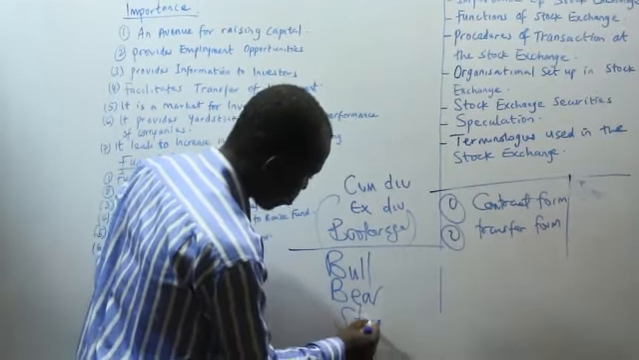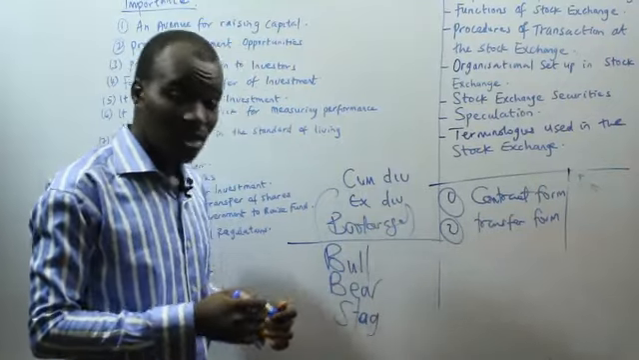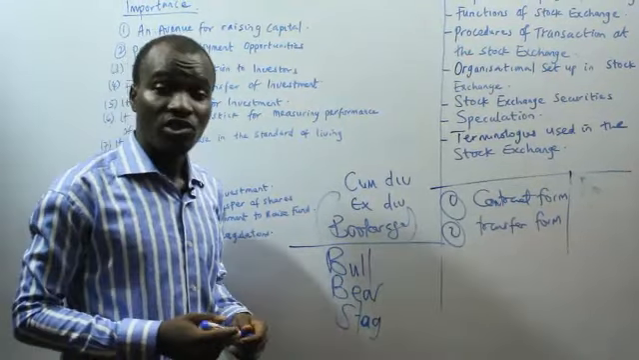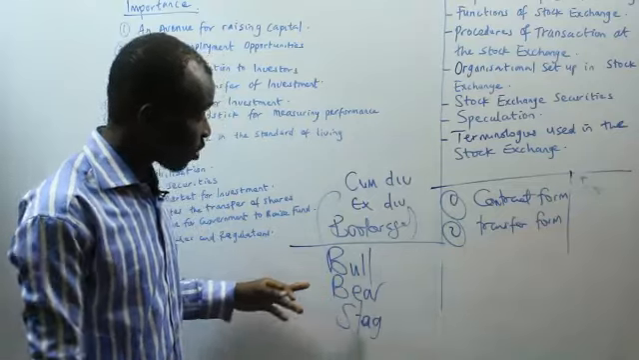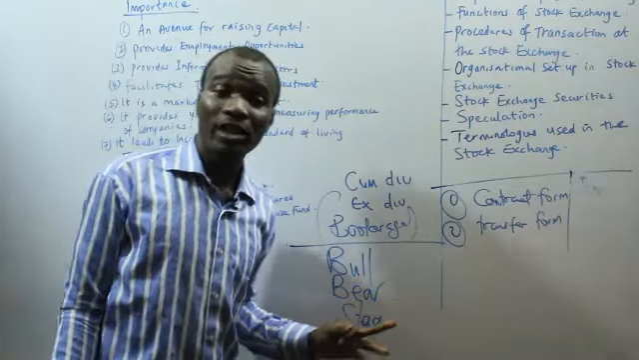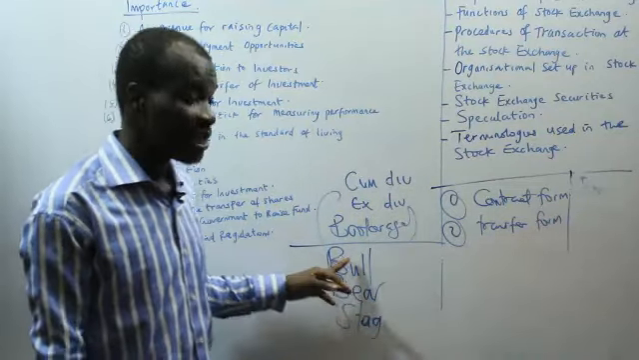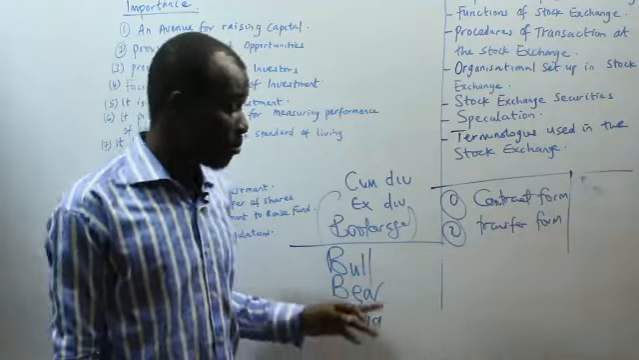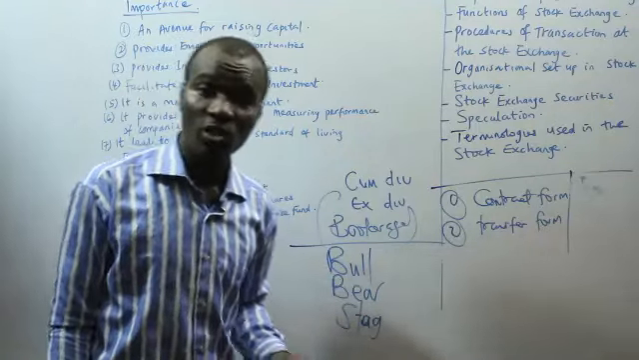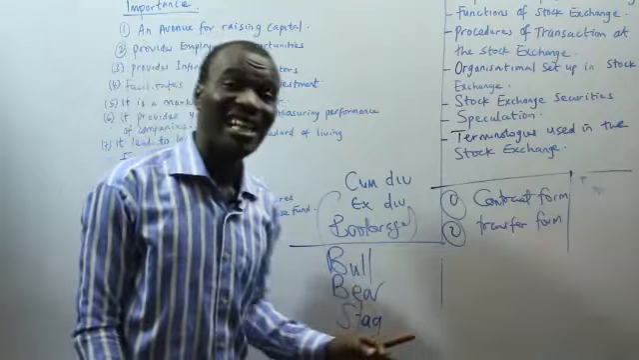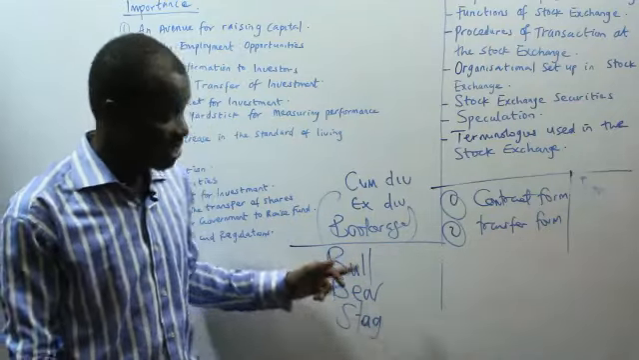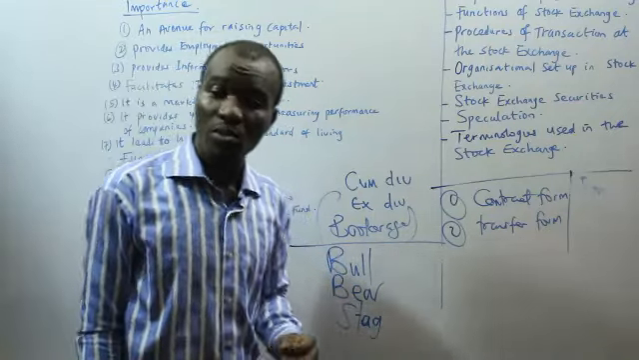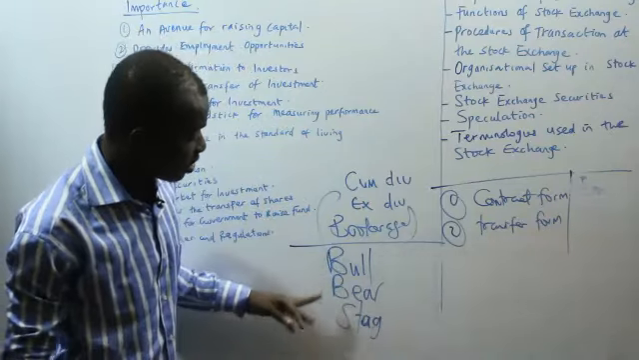The bull is a speculator that actually trades securities at the exchange with the anticipation that the price of the security will rise in the future, in order to sell and make a profit from such a transaction. So the bull anticipates that the price of security will rise in the future in order to make profit. Okay, the next thing is the bear.